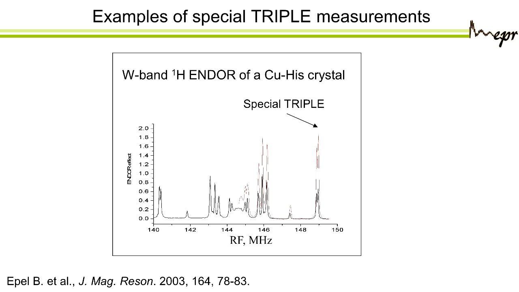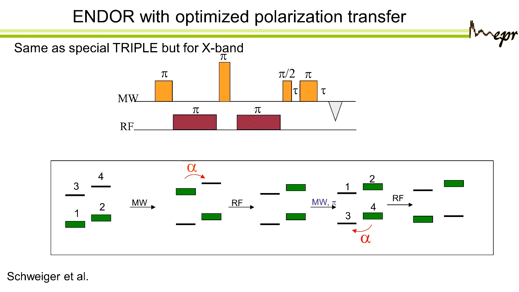If you want to do it at X-band, where it's not symmetric, then you have to introduce a pi pulse in the center. So when you introduce a pi pulse in the center, you invert the alpha and the beta, and then you are staying on the same transition.